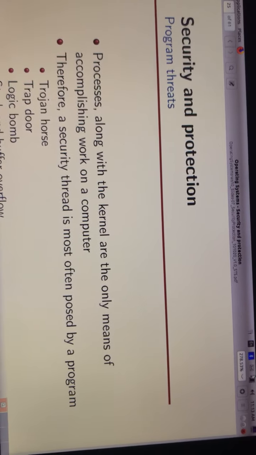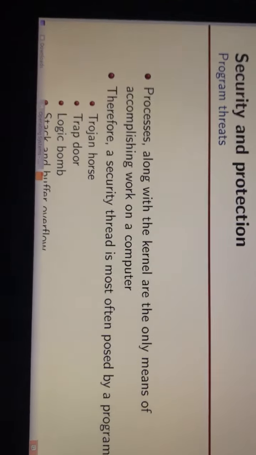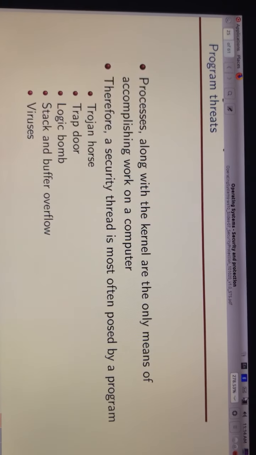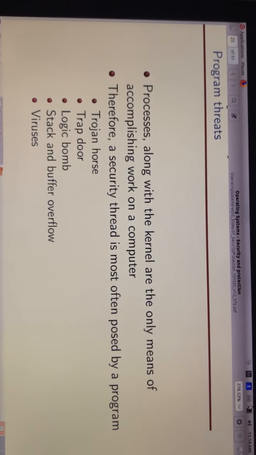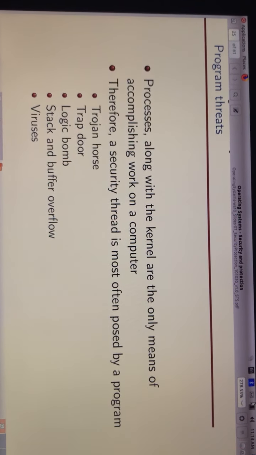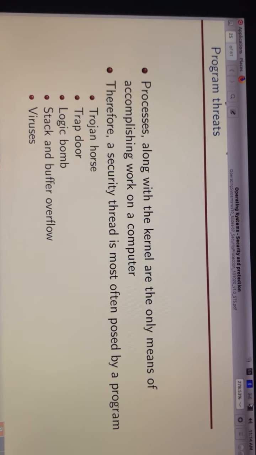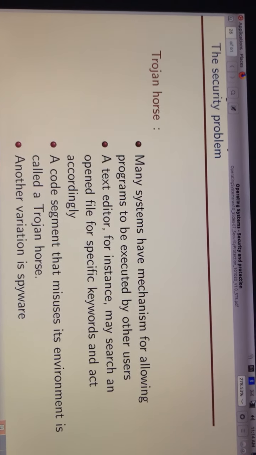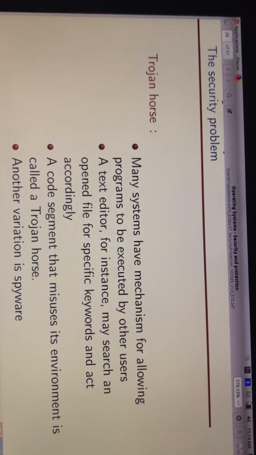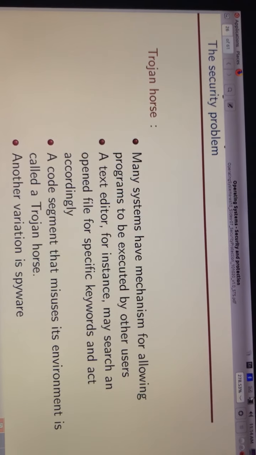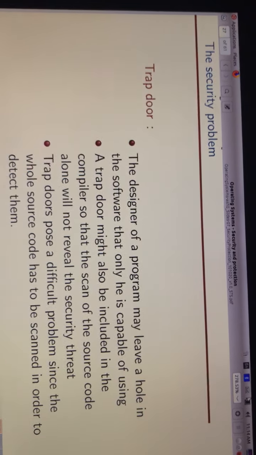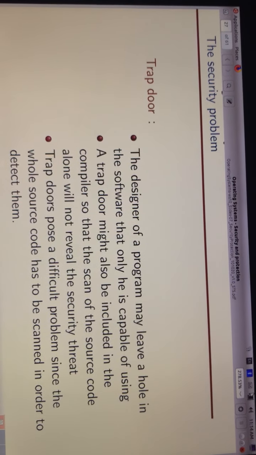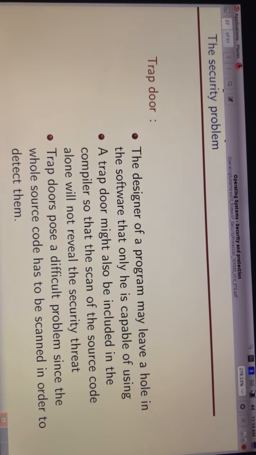Then next one is program threats. A security threat is most often posed by a program: Trojan horse, trapdoor, logic bomb, stack and buffer overflow, and the last one is viruses. A Trojan horse, for instance, is a text editor that may search an open file for specific keywords and act accordingly. Trapdoor means it might also be included in the compiler so that a scan of source code alone will not reveal the security threats. So it is an internal part.